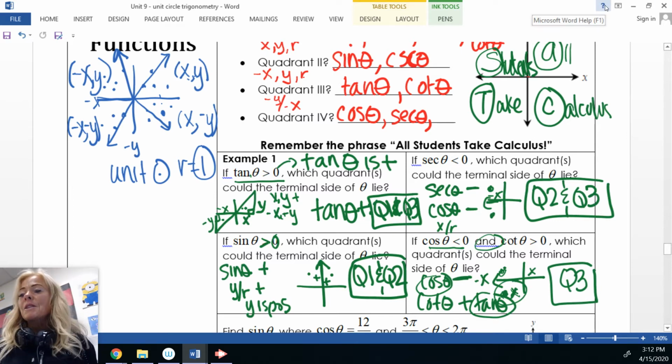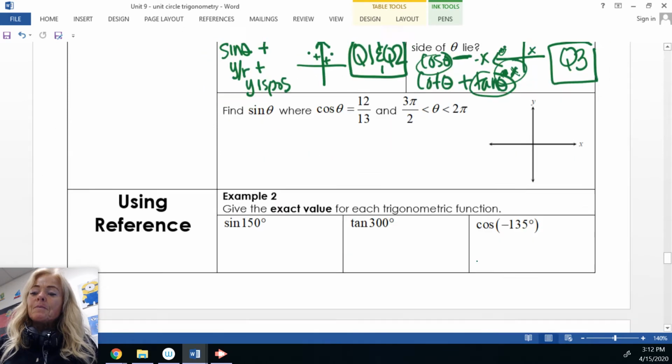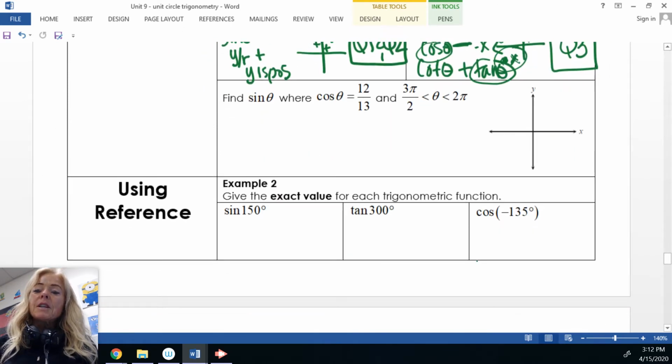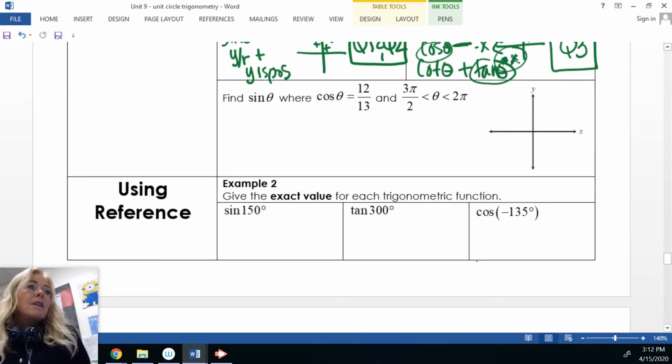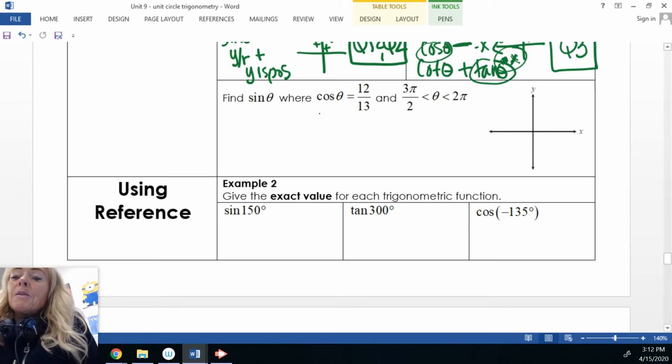I'll answer questions on it tomorrow. All right, next question. It says find sine theta where cosine theta is 12 over 13 and 3 pi over 2 is less than theta is less than 2 pi. So we have these two conditions that have to be met.